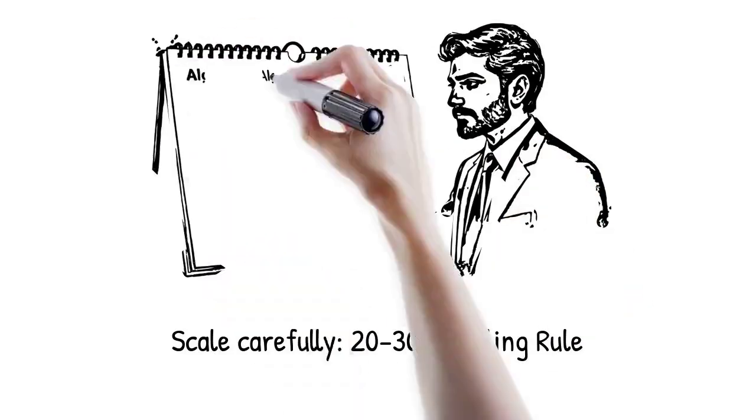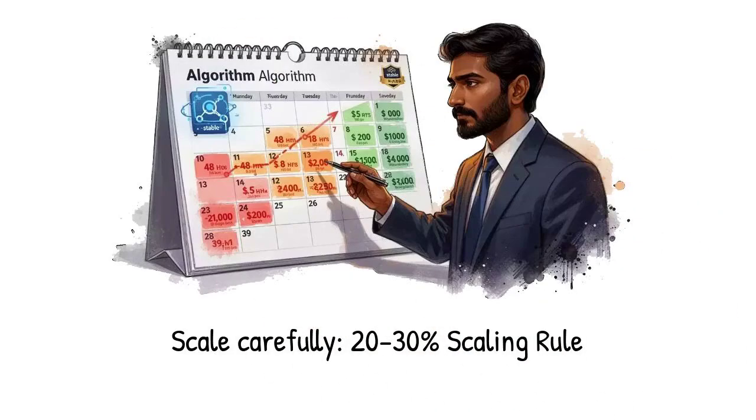3. The 20 to 30% scaling rule. Protect the algorithm. Never double your budget overnight. It resets the learning phase and destroys performance. Correct scaling: increase budget by 20 to 30% every 48 hours. This keeps the algorithm stable and your results consistent.